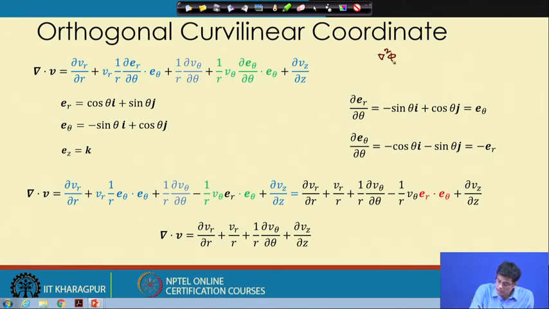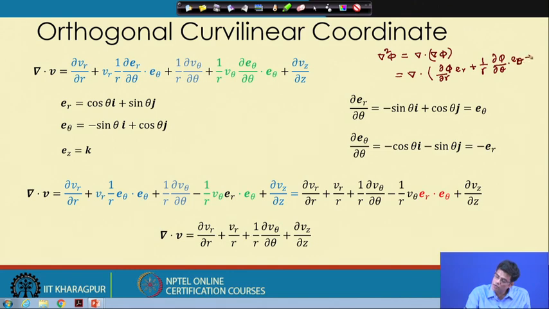So, del square phi is essentially del dot del phi. So, this we know. Now, del dot this del phi we know from our previous expression how to do it for the scalar function, which is del phi by del r E r plus 1 by r del phi by del theta into E theta plus del phi by del z into E z.